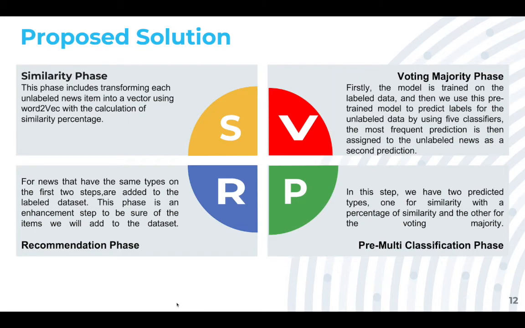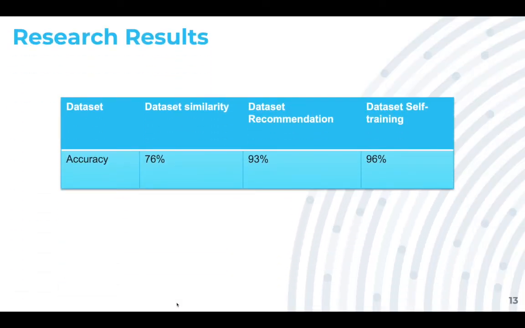So this phase is like an enhancement or a boosting step to be sure for all items that will be added to the dataset. And the last one is about the multi-class classification, in which we use the self-training algorithm as a semi-supervised learning algorithm. Our research results proved the efficiency of our proposed approach, moving from 76% as a first accuracy in the first dataset similarity to 96% in the dataset for the self-training algorithm.